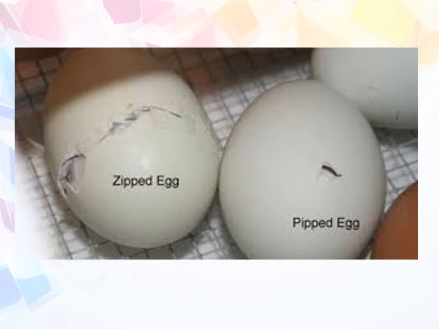So here you can see the effect of lower humidity. Here you can see the egg shell will be broken. Either there may be a small hole, which is called a pipped egg, or the egg shell is broken in a sheep manner, which is called a sheep egg. In both these cases, the internal embryo will be dried up and it will be dead if the humidity level is very low as compared to the desired level.